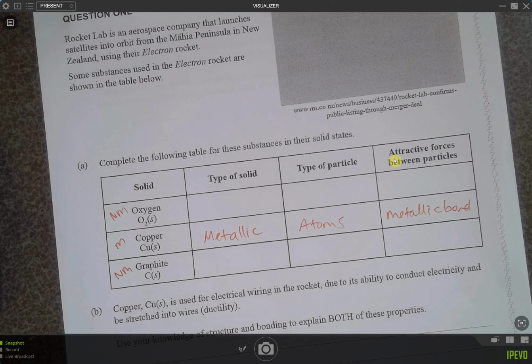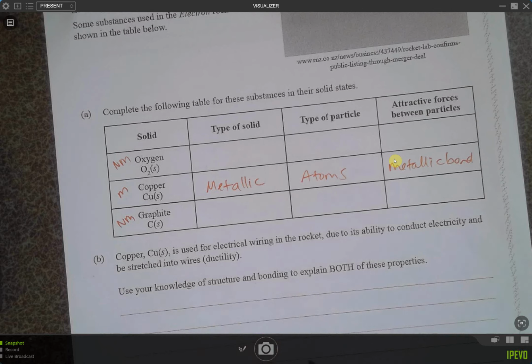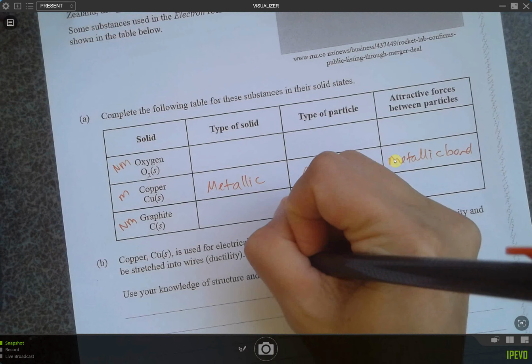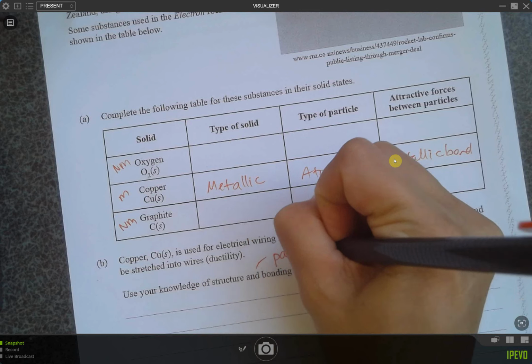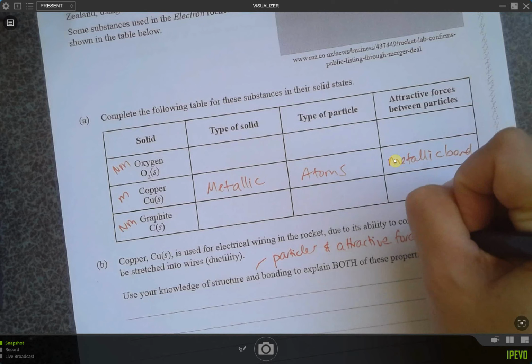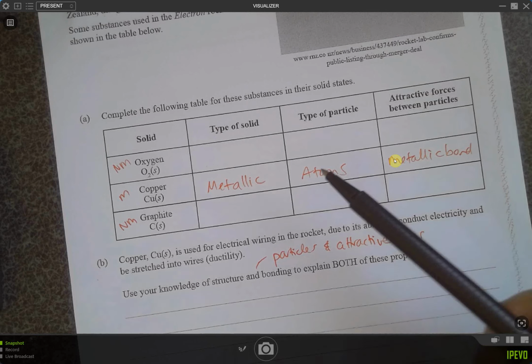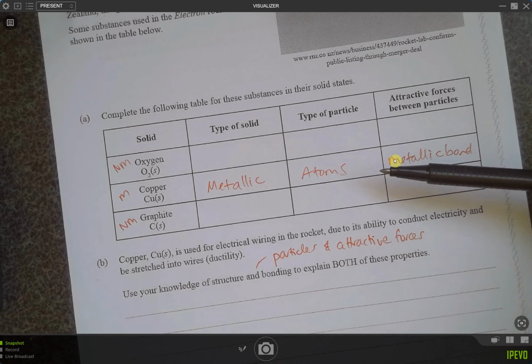Let's read through it and see if there's any hints to help me figure out which one's which. This one just says copper is used for electrical wiring due to its ability to conduct electricity and stretch, and they want you to use your knowledge of structure and bonding, aka your knowledge of the particles and attractive forces. So you should be talking about both in that context: explaining what metals look like, and then what is the bond that holds them together. That's why this table is really important, because you're going to be referencing the things in that table.